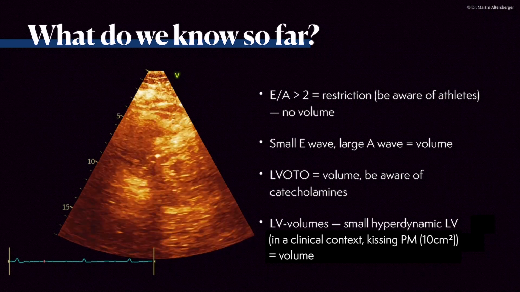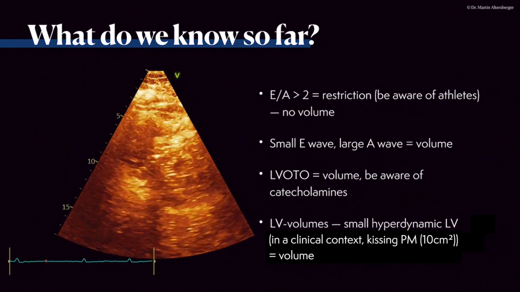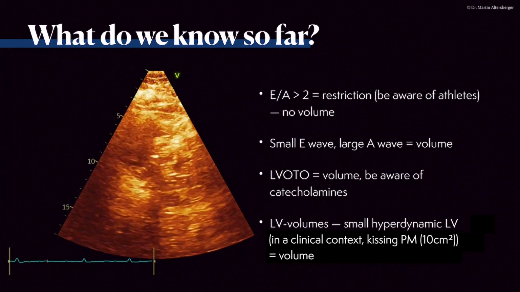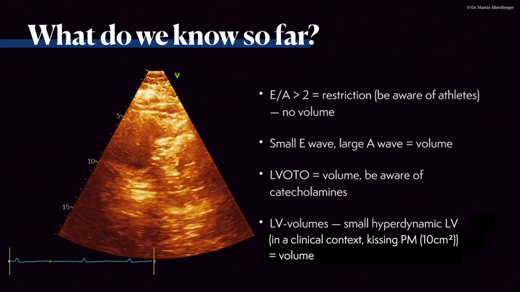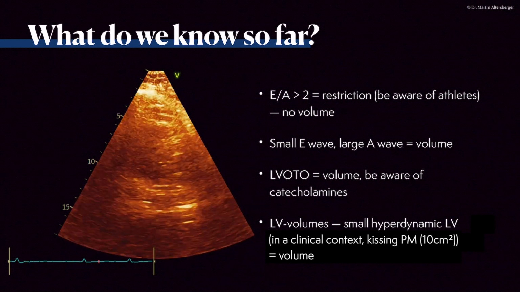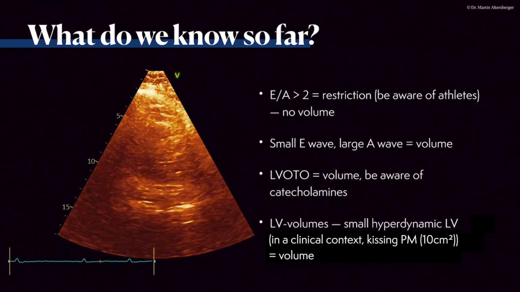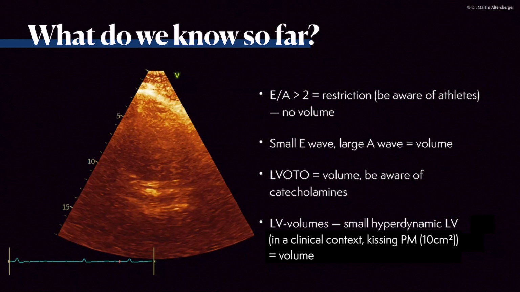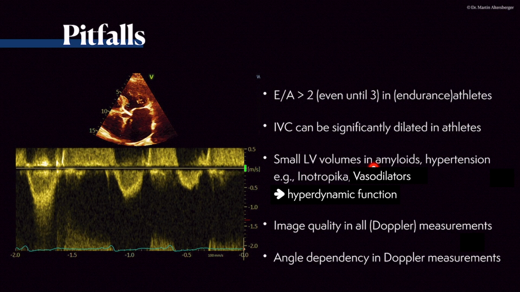Of course, there are many pitfalls: left ventricular hypertrophy and hypertrophic cardiomyopathy, amyloid heart disease, also HFpEF, heart failure with preserved ejection fraction, by means of, for example, hypertensive heart disease. So we have to be very careful and see it in a clinical context. Furthermore, the pitfalls include, as we said, amyloid heart disease, hypertension, but also if you use inotropic therapy or vasodilators, they can lead to hyperdynamic left ventricular function.